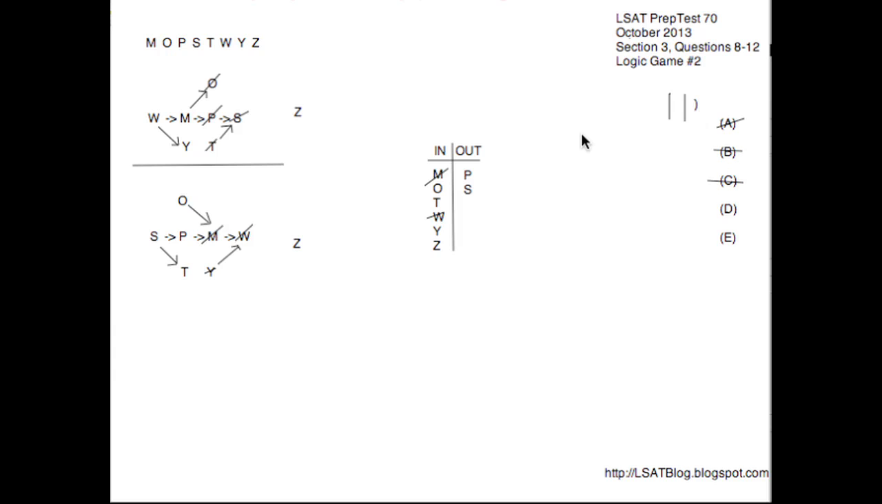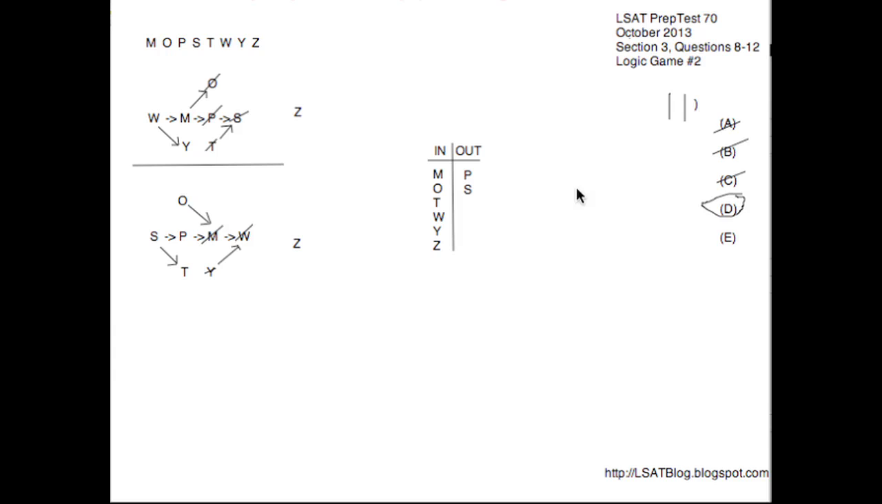Now let's take a look at D and E. D says neither O nor T. If you lose both O and T, you're going to have M, W, Y, Z. Works out perfectly fine. None of M, W, Y, or Z conflict with each other, so D is actually our answer for number 11. I will take a quick look at E, though.